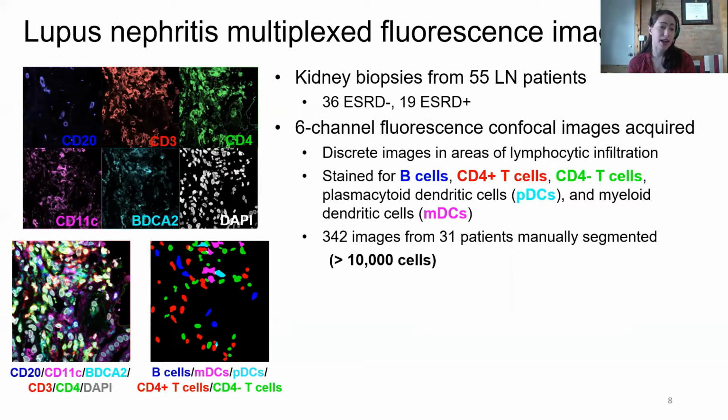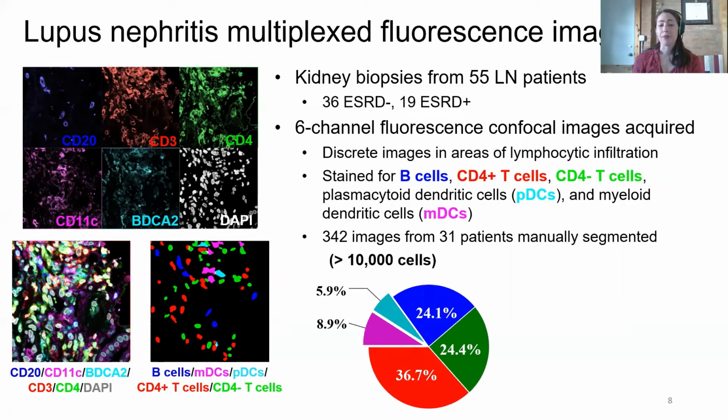the RGB mask image. See if you can see my mouse. And this image right here is an example of the ground truth that was provided by the human. And so once we look at the distribution of ground truth, we notice that the colors are matched here to the text. So our lymphocytes, B cells, CD4 T cells, and CD4 negative T cells make up about 85% of the cell populations within these images, while MDCs and PDCs only make up about 15%.